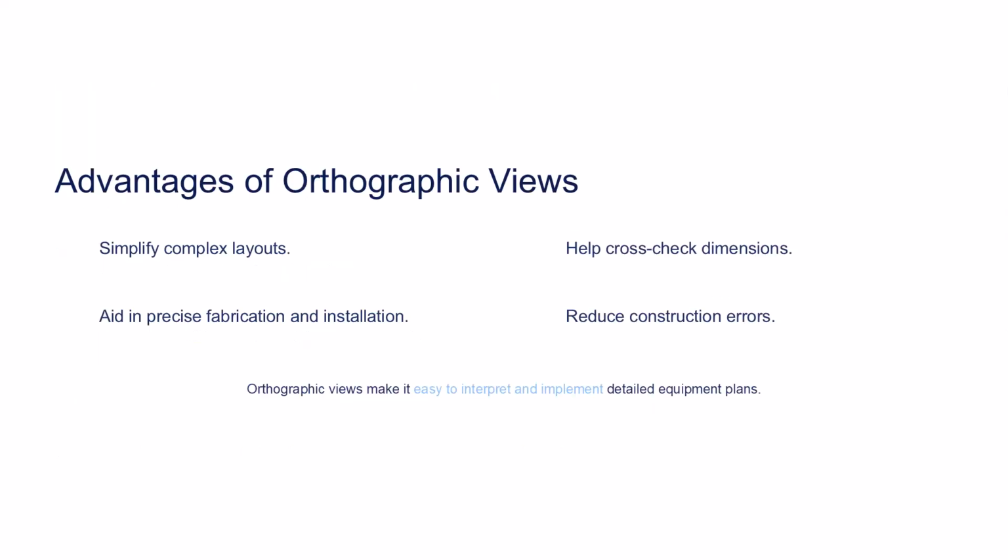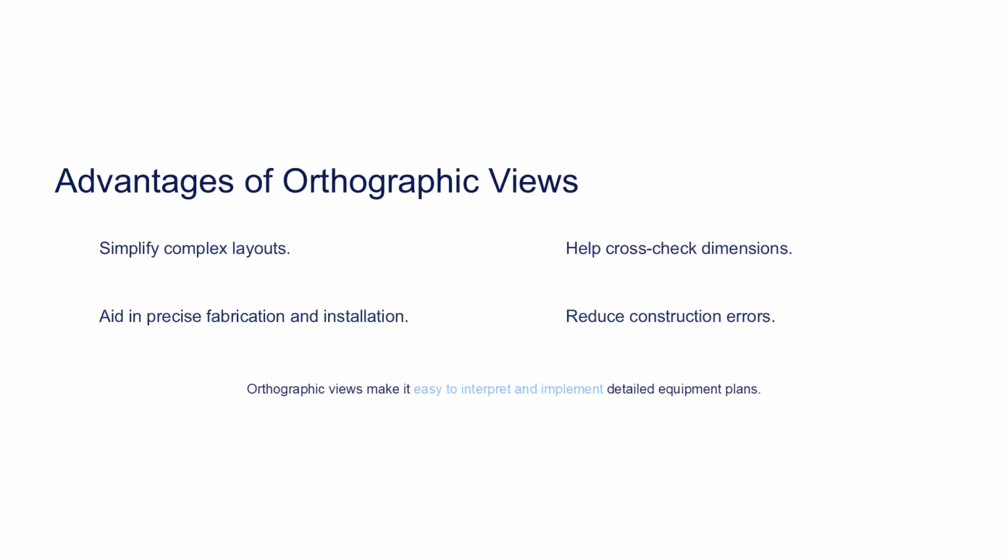Advantages of orthographic views. Orthographic views have several benefits that directly impact hotel projects. They simplify even complex layouts by breaking them into clear perspectives. During fabrication and installation, these drawings act as precise guides. Dimensions can be cross-checked easily, reducing construction errors and saving costs.